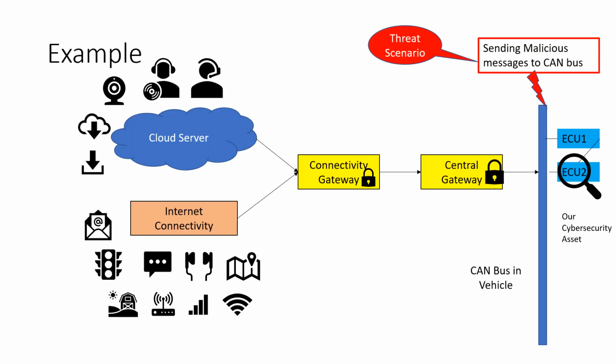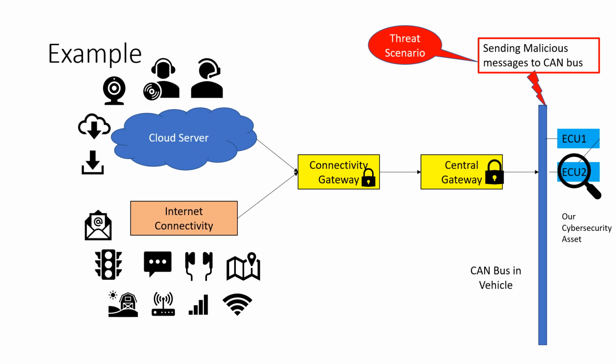Here is an example of STRIDE. In this diagram you are going to see the vehicle connectivity in a high-level view. You have cloud server connectivity and internet connectivity, which go through the connectivity gateway, which in turn is connected to the central gateway, and from the central gateway it is connected to the CAN bus in the vehicle.